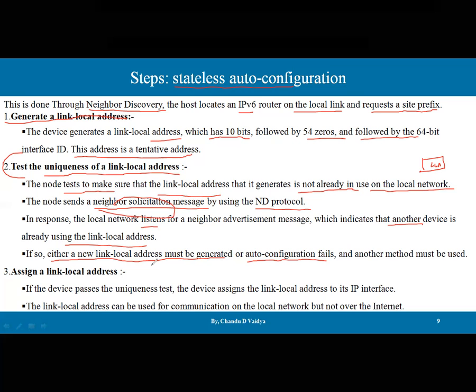And then if it passes the uniqueness test, what do we have to do? We have to go to the third step, and that is to assign a link local address. If the device passes the uniqueness test, the device assigns the link local address to its IP interface. The link local address can be used for communication on the local network, but not over the internet. As I told you in the demo topology part, this link local address is only reachable within that network. We cannot ping another network's computer without any global unicast routing. So this is the main purpose of this link local address.